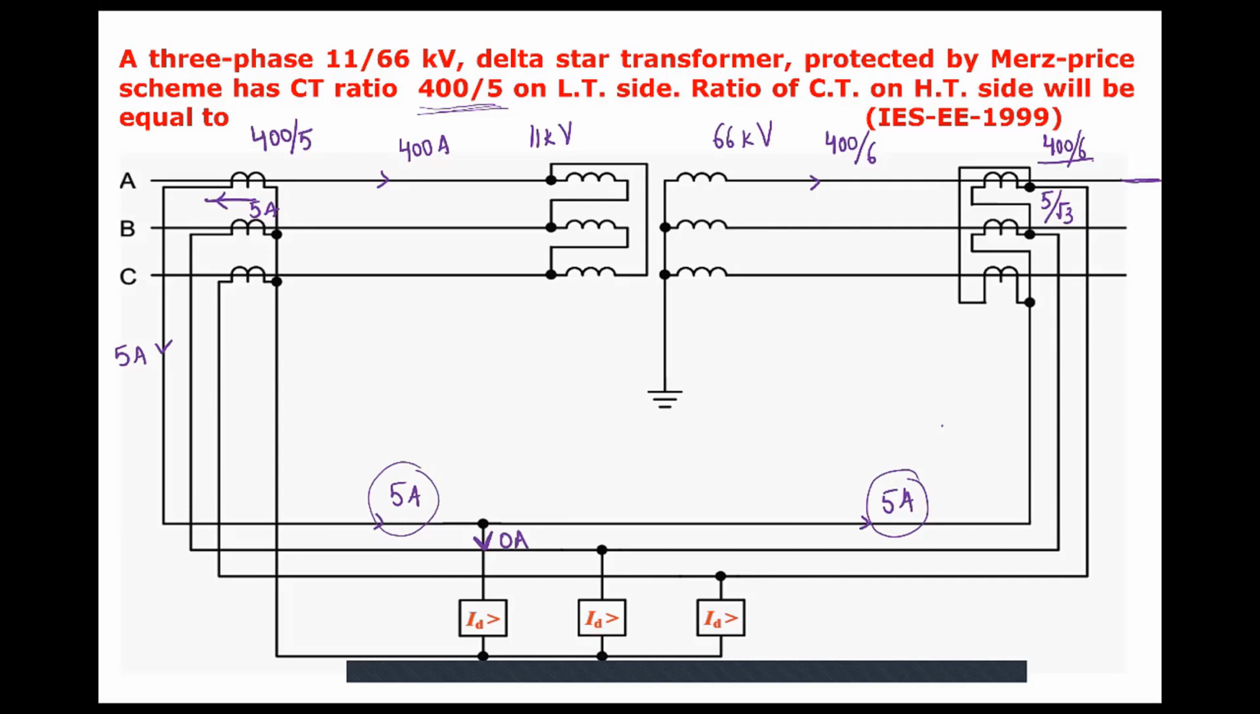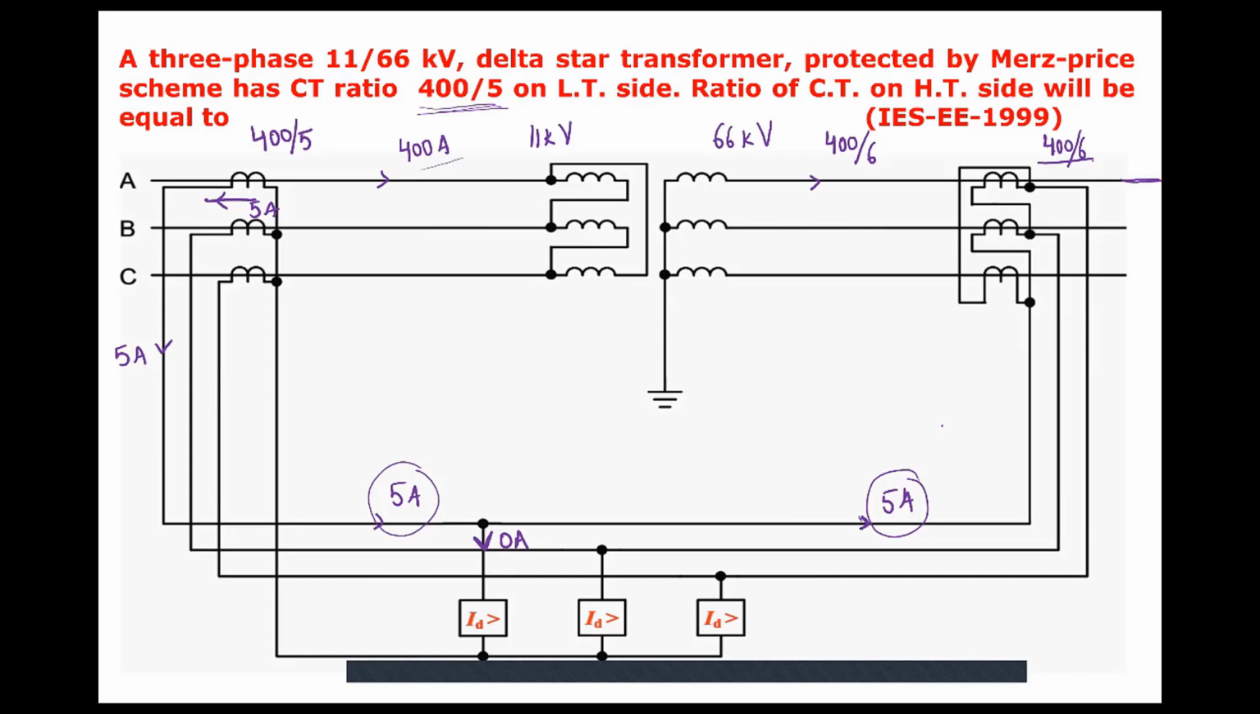So for 400 ampere, 5 ampere is induced and 5 ampere is flowing in the pilot wires from the delta side, from the 11 kV side. So when there is no fault, when the system is healthy, under normal conditions, the same 5 amperes should flow through the pilot wires on the HT side. Then, what should be the CT ratio here?